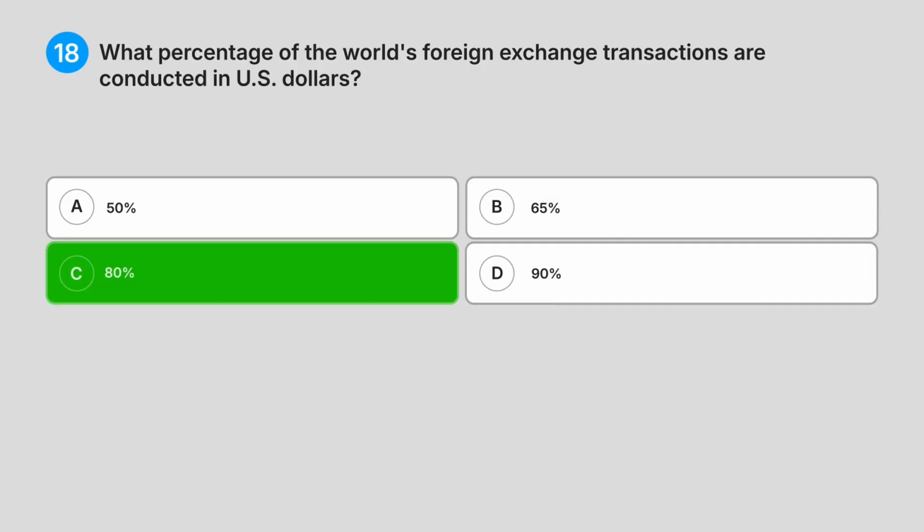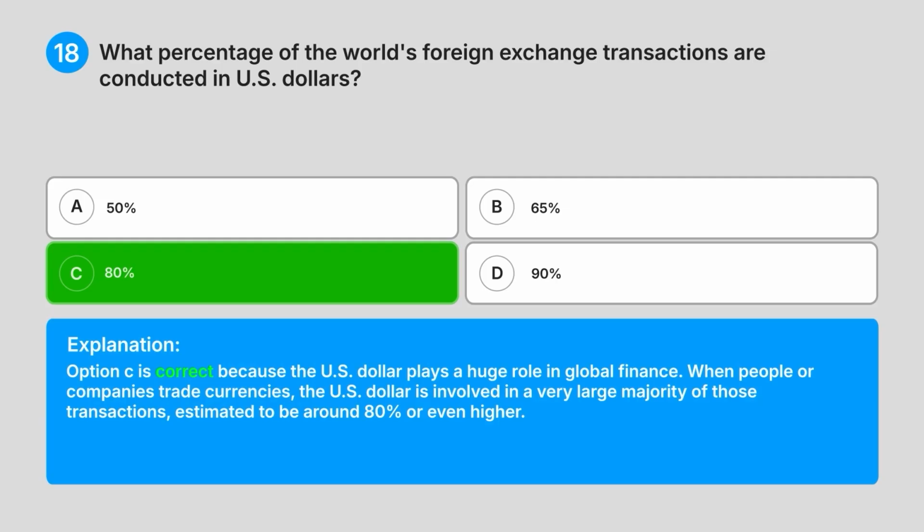Correct answer, C. 80%. Explanation. Option C is correct because the US dollar plays a huge role in global finance. When people or companies trade currencies, the US dollar is involved in a very large majority of those transactions, estimated to be around 80% or even higher.